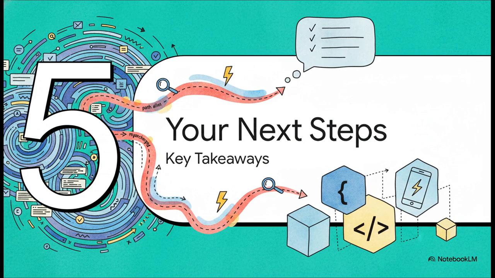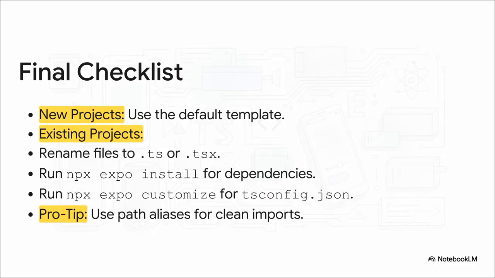In just a handful of steps, you've not only migrated your project to TypeScript, but you've also leveled up your workflow with clean path aliases. So let's do a quick final recap of the key points. Here's your final checklist. If it's a new project, just use the default template. Easy. For an existing project, just remember the order. Rename your files to .tsx or .ts, use npx expo install to get the right dependencies, generate your config file with npx expo customize, and then do yourself a favor and add those path aliases to clean up your imports.